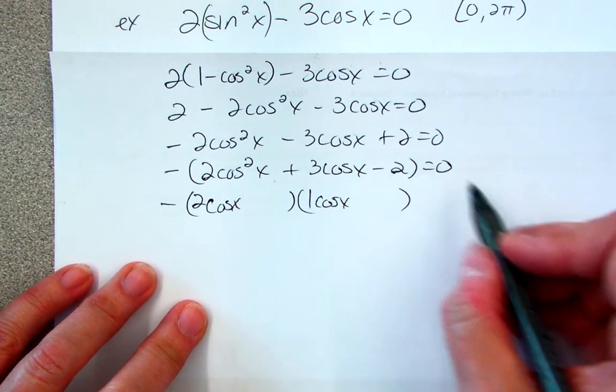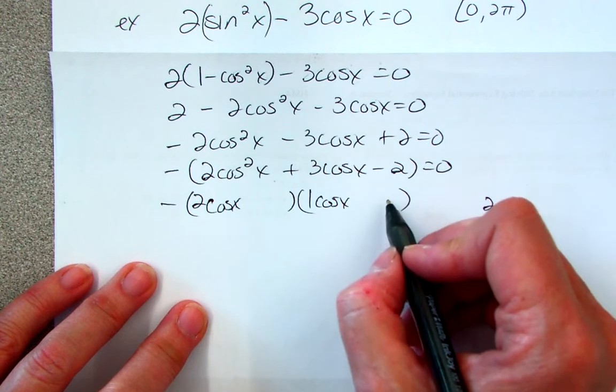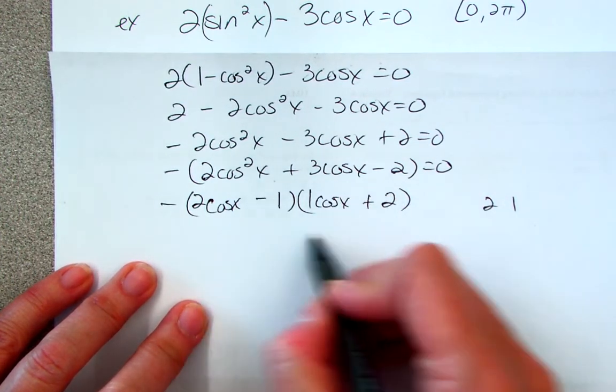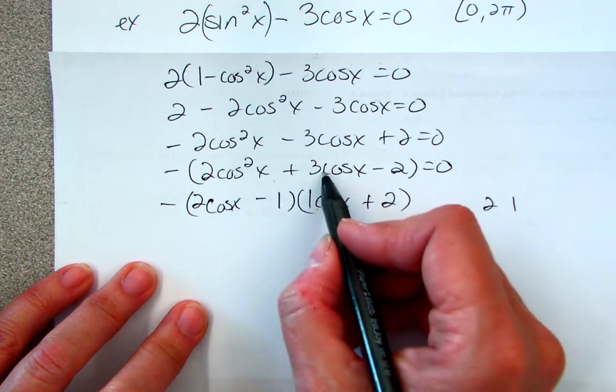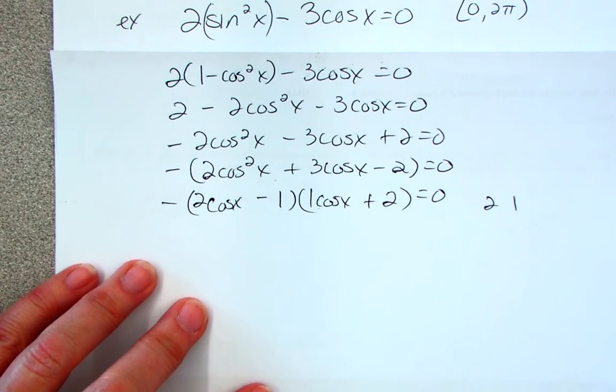In order to have a 2, I need a 2 and a 1 and one of them to be negative. So I think I want a positive 2 here and a negative 1. So that's correct. That's a negative cosine x. That's 4 cosine x. I'm going to get that middle term, right? So a little bit of guess and check on factoring.